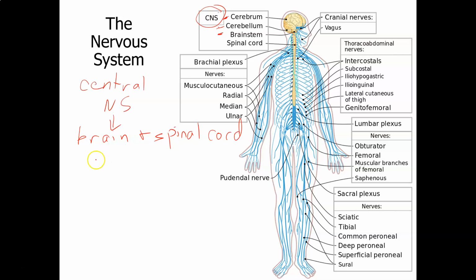But then you also have the peripheral nervous system, and that will include all the nerves that are attached to the brain and the spinal cord. So all these nerves that are named here, the vagus nerve, for example, the median nerve, all these different nerves, the sciatic nerve you may have heard of before. So these are nerves of the peripheral nervous system.